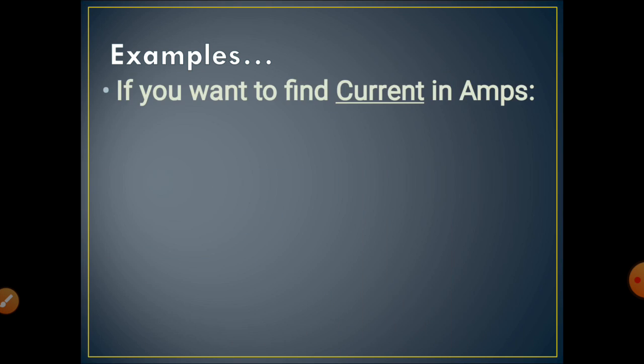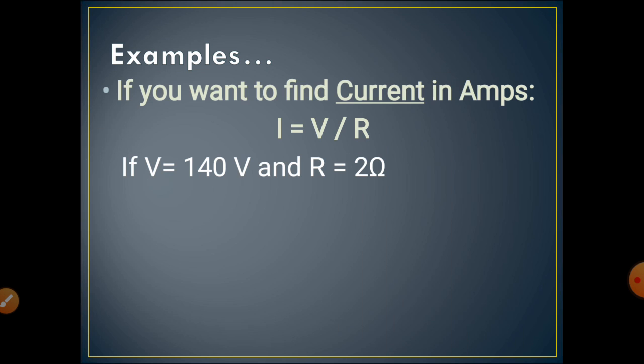And next example, we have to find the current in amps. According to Ohm's law, V is equal to IR, so I is equal to V by R. If V is equal to 140 volt and R is equal to 2 ohm are given, then we have to find I is equal to V by R. We apply and cancel and finally get the answer, 70 amps.